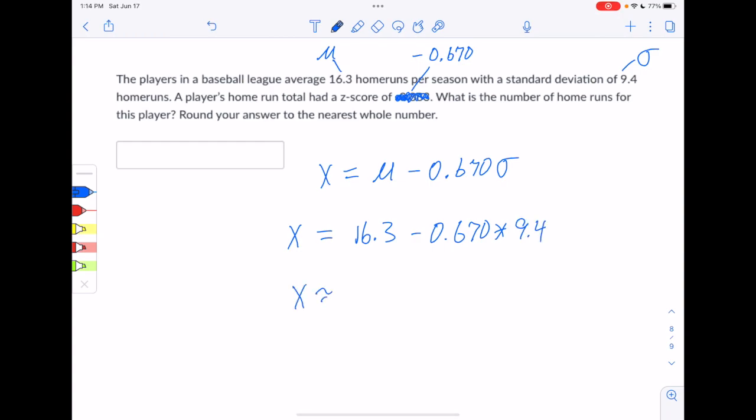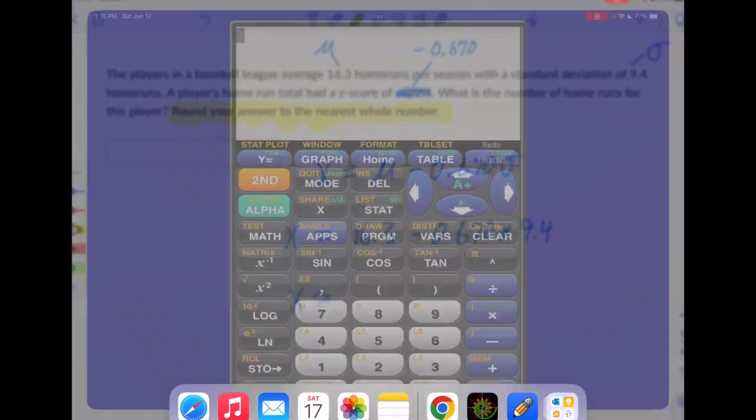They want us to round this to the nearest whole number. So why a whole number? Well, this is the number of home runs for a player, and it can't really be a decimal. So if we get a decimal, that doesn't make sense. We'd round it to the closest whole number, and that would be a more logical answer. So let's go to the calculator and take a look at that.